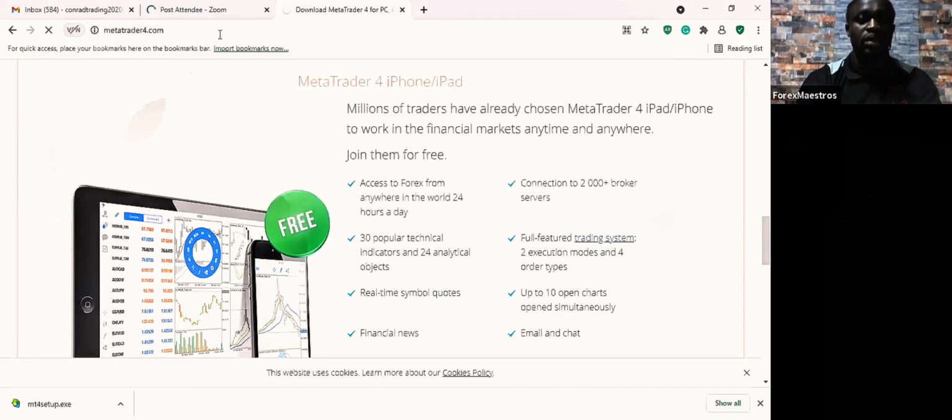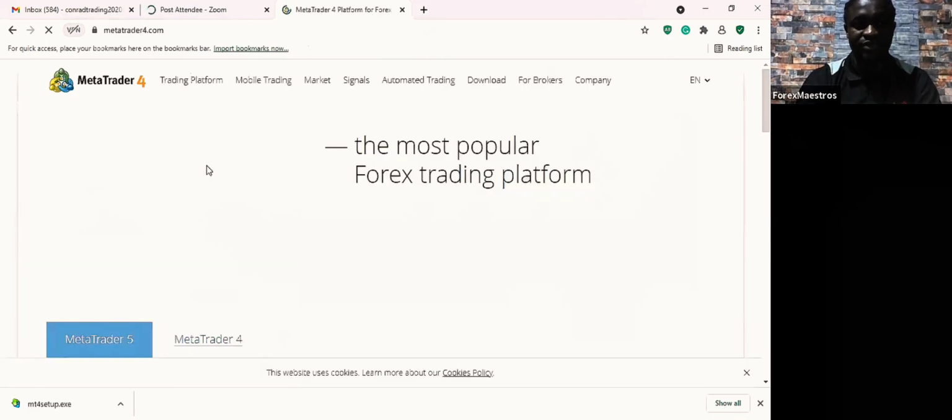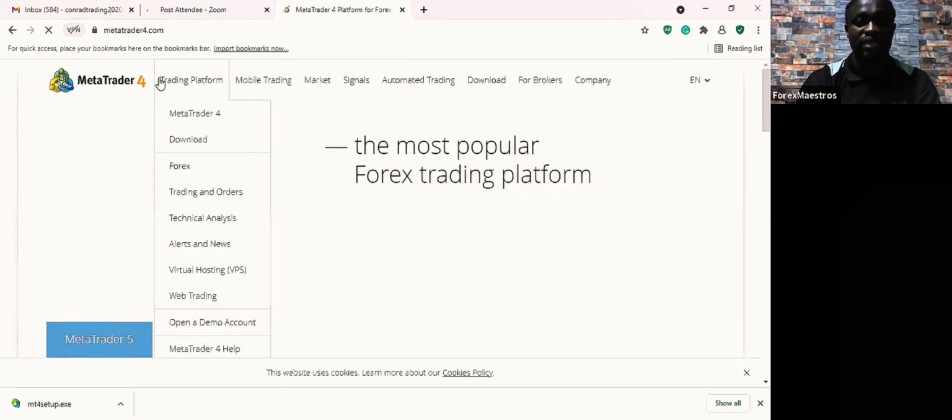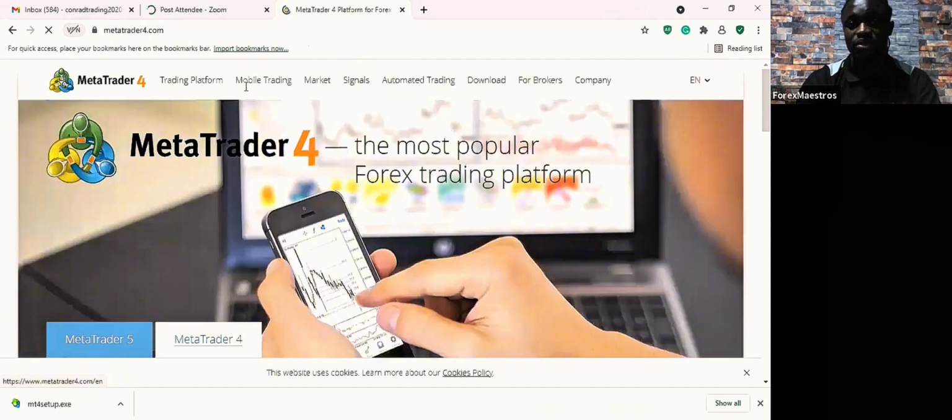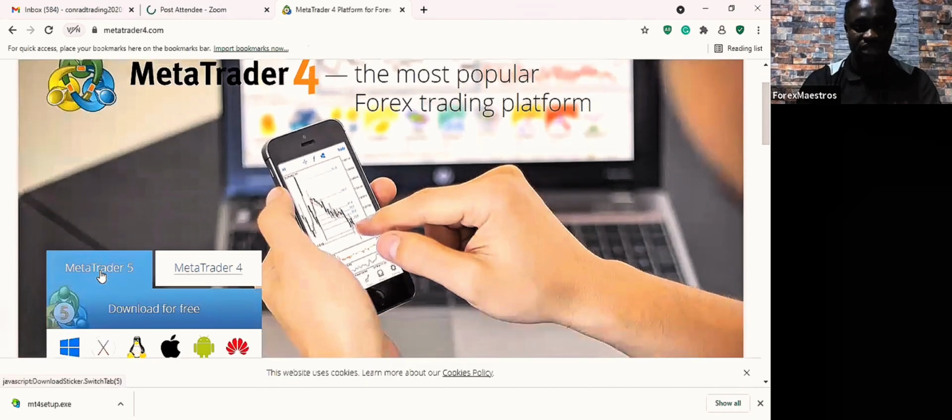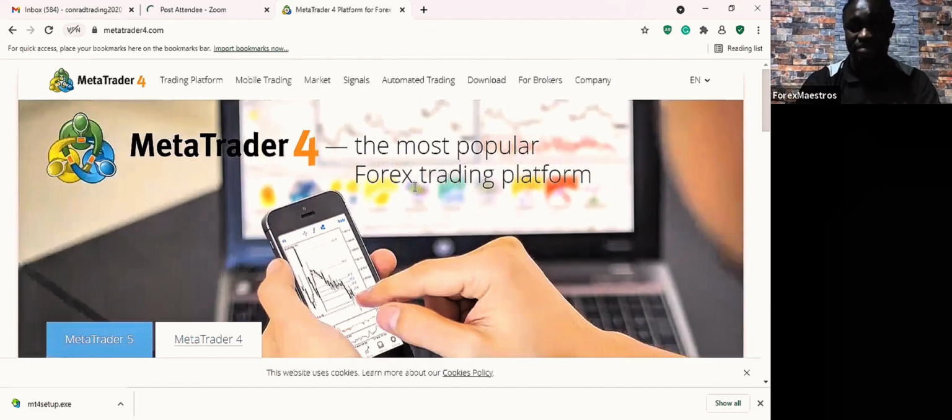So, I type metatrader4.com, and then I click enter. So this thing is loading. Beautiful. So this is the MetaTrader website where we download. You can see the most popular Forex trading platform. And then if you look somewhere below, you see MetaTrader 5, you see MetaTrader 4. Those are the two trading platforms we use in Forex.